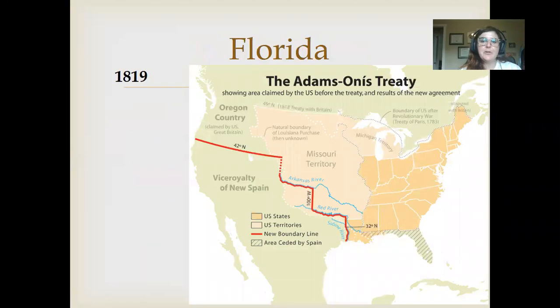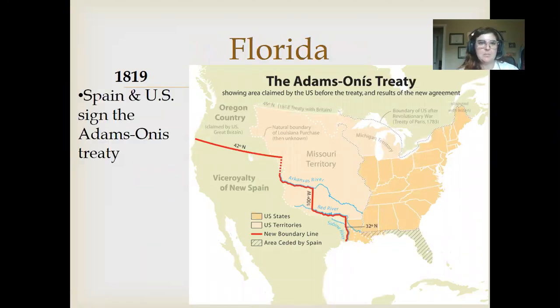Okay, so first we need to start back in 1819. So this is right after the Louisiana Purchase. Spain and the US sign what's called the Adams-Onis Treaty, where Spain agrees to give up some land to the United States. And essentially the US gets Florida. So as you can see here, the US has these states along the East Coast and into the Midwest and the South. Now it has the Louisiana Purchase Territory, which at the time was called the Missouri Territory. And now it has the Florida area as well.